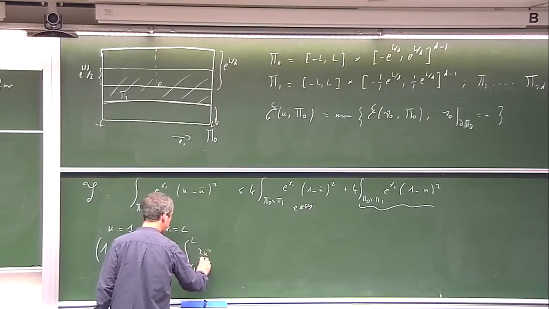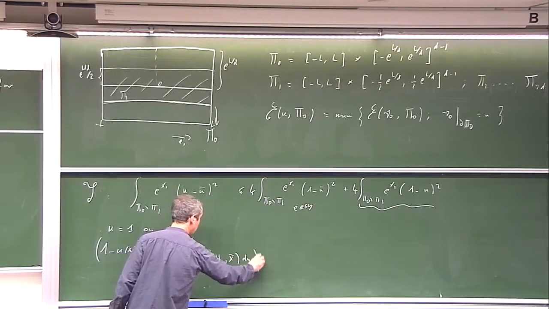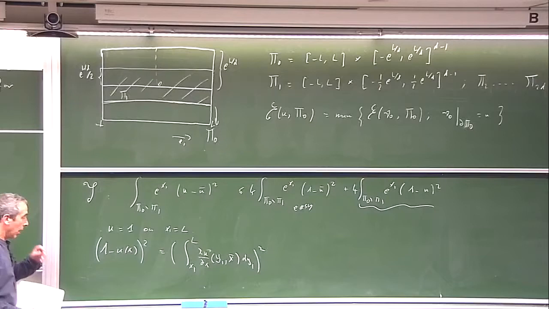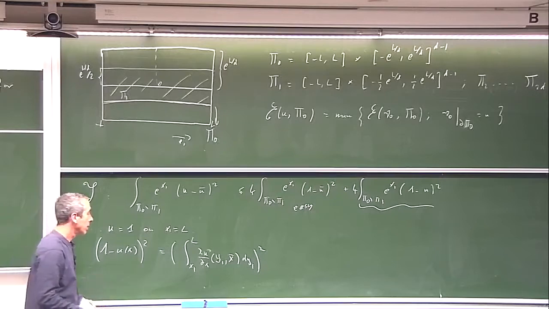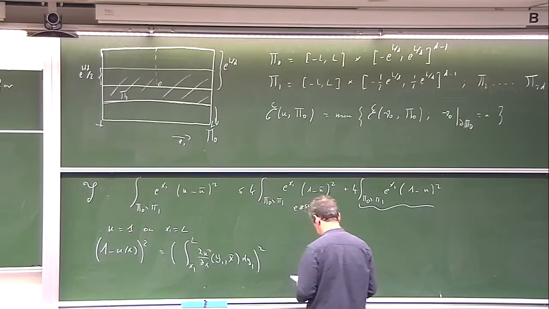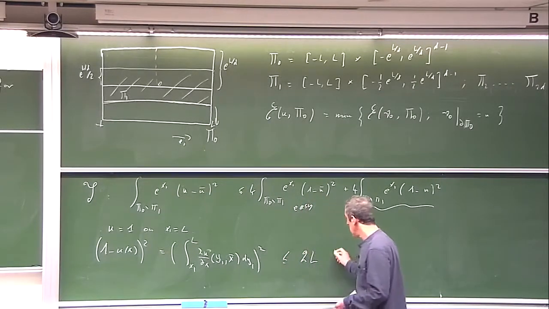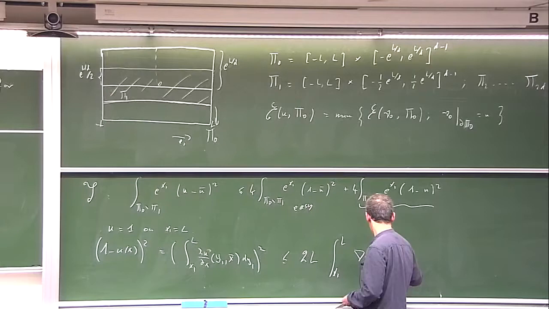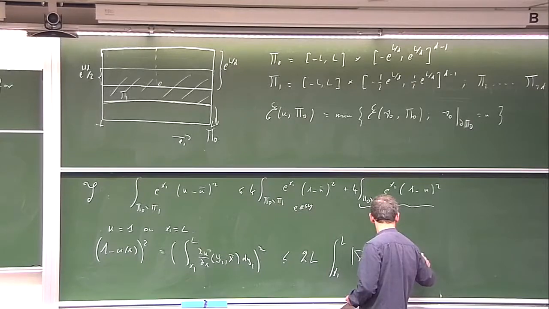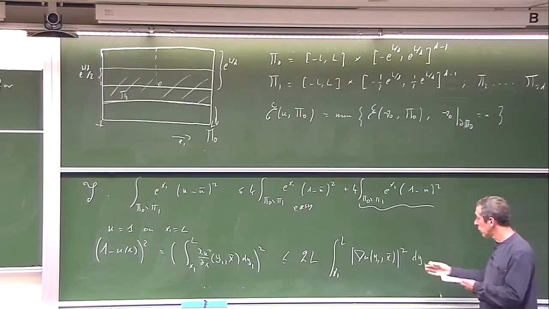So d over dx, y1 x bar dy1 square. And then you put the square inside, you make an upper bound with a gradient, and you get that this is less than something. Maybe there is L in my notes. There are two L's times the integral from x1 to L of the gradient of U computed at point y1 x bar squared dy1. Okay, and maybe I should put A inside, or maybe I should not.